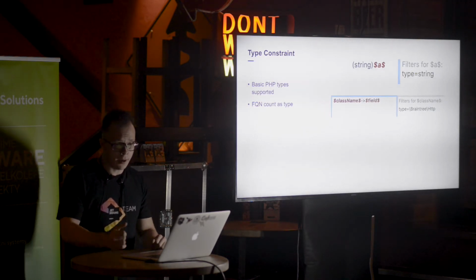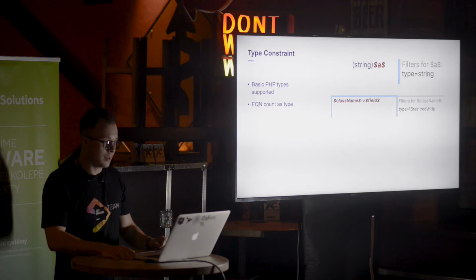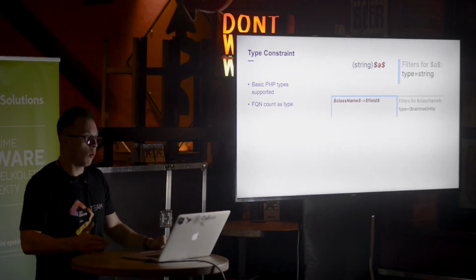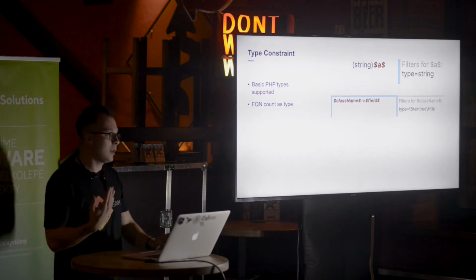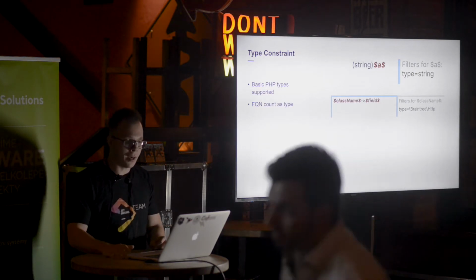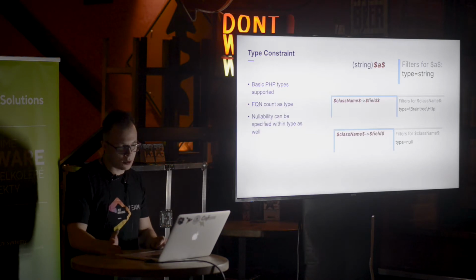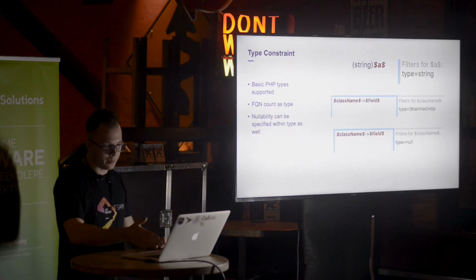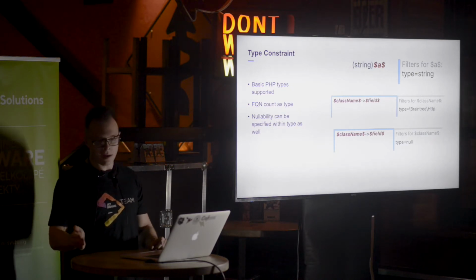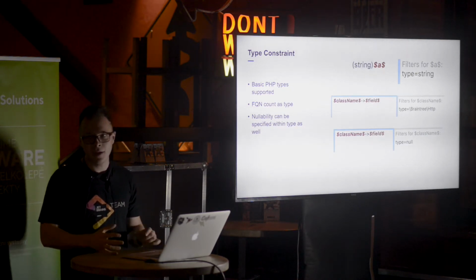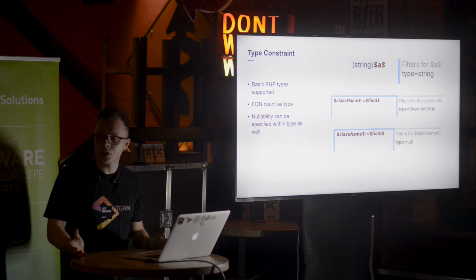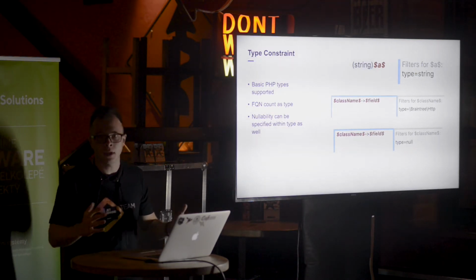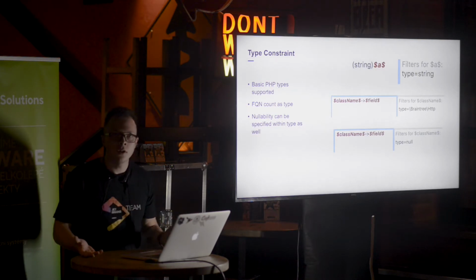So, for example, by providing a fully qualified name as the type for a class name, you can find all field references of all instances of a specific class. And as I said earlier, nullability can be specified within the type as well. So you can just write type equals null for a class and find all such expressions that play the role of a class reference that can potentially be null. And then we can do the check.